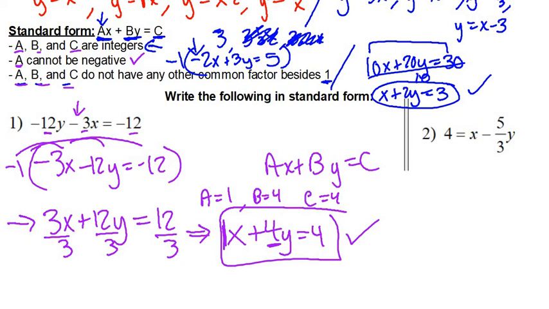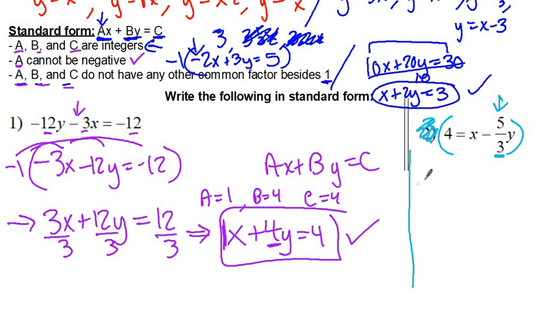Alright, let's try the second one. So the second one we also want to put in standard form. A, b, and c are integers. That's our first condition, and that's already failing because this right here is not an integer. So what can we do to make it an integer? We can multiply everything by this number, by 3, and you'll see why.